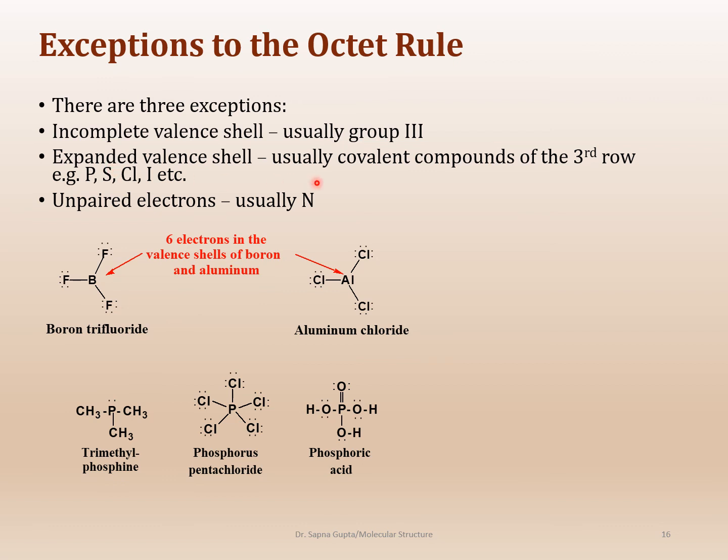As far as the expanded valence shell is concerned, it's usually for covalent compounds formed from the third row elements, for example phosphorus, sulfur, chlorine, iodine, etc. So anything from third row down will be the expanded shell. The reason these form, if you remember from your Gen Chem, is that they have the D subshell, and the D subshell is empty for these, and therefore they can have more electrons in them.